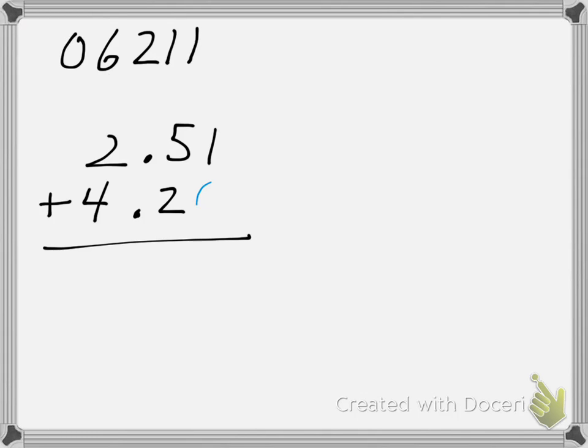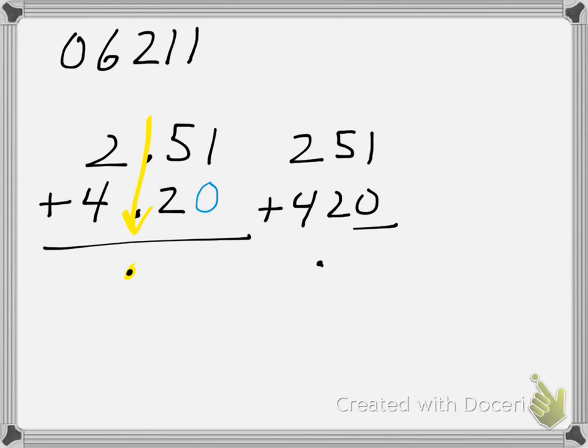You just put in zeros, put your decimal point down right into the answer, and then you just add this just like 251 plus 420. So by putting the decimal point there first, you now made it a simple problem, 251 plus 420, and your decimal point's going to be right in there. So you're making it simple. The same for subtraction. Line up your decimal points, add any extra zeros that you might need, and then subtract like normal.